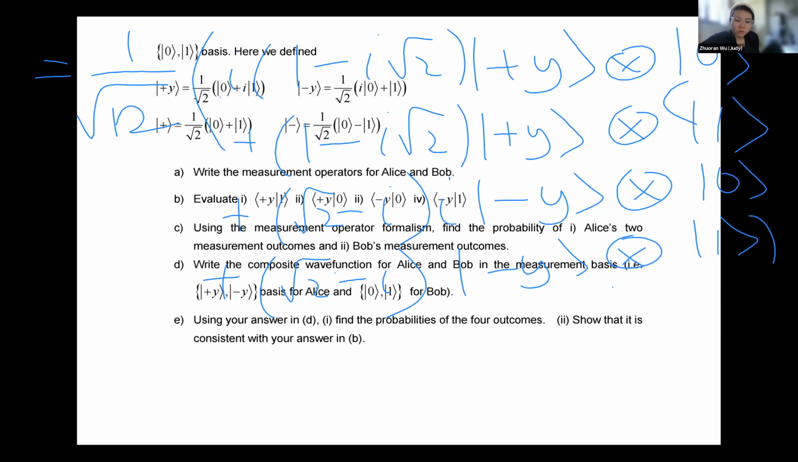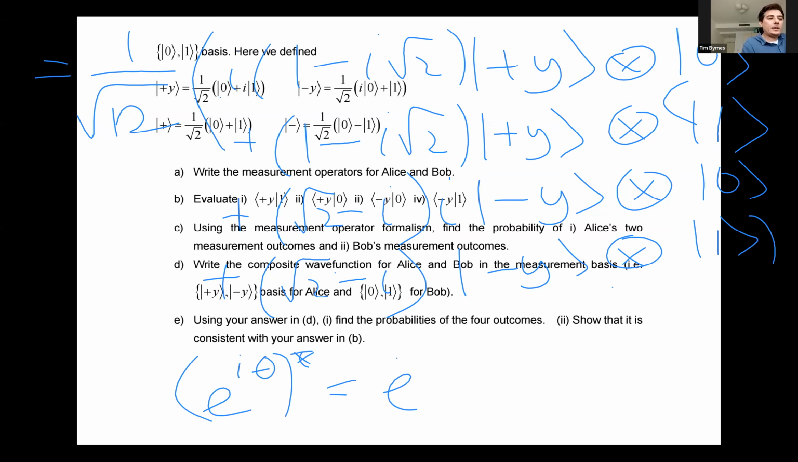Professor, I have a quick question regarding the conjugate. I just want to make sure. So the conjugate of i e to the i theta is negative i e to the negative i theta, right? Yes. So you're just talking about complex conjugation here, right? Yeah. So e to the i theta, the complex conjugate of that is e to the minus i theta.